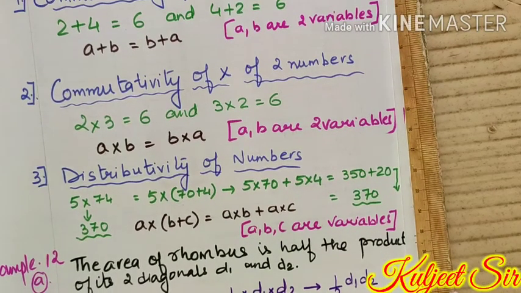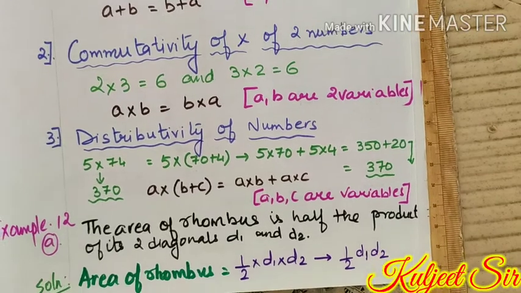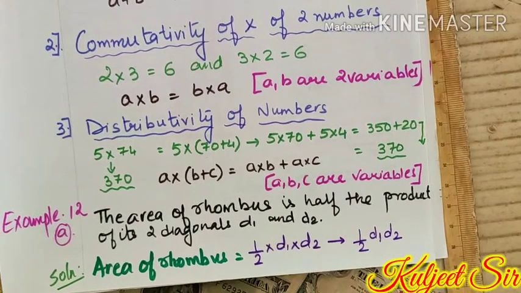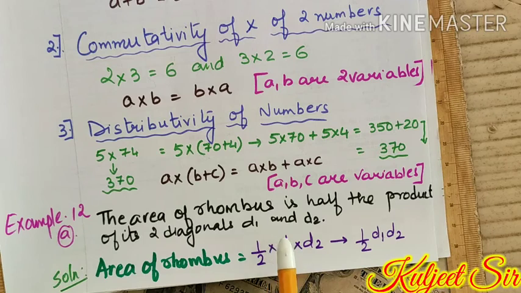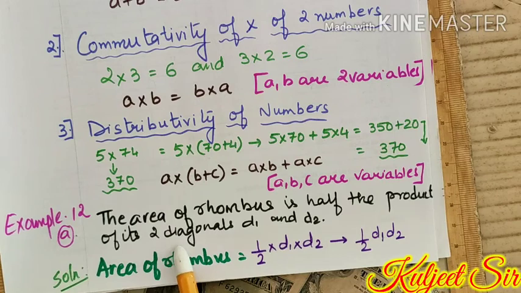Now let us take one more example, and that makes your understanding even better. We'll take example number 12a. I have written the question for you to understand. We just have to put it along with its variables. The question is, the area of a rhombus is half the area, I repeat, the area of the rhombus is half the product of its two diagonals, d1 and d2.